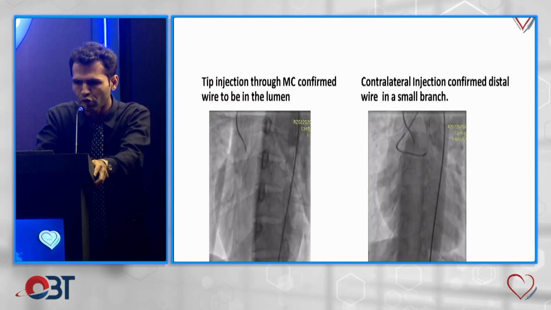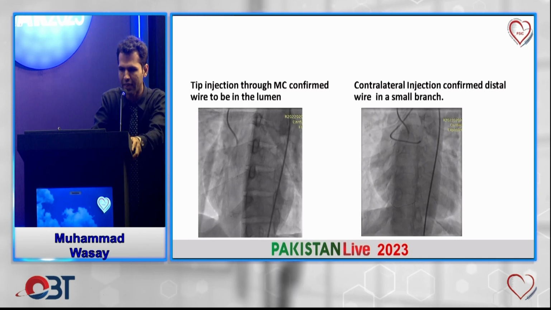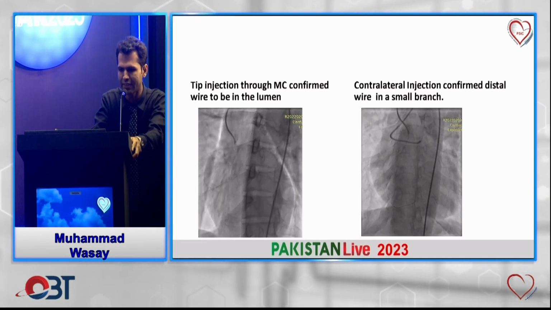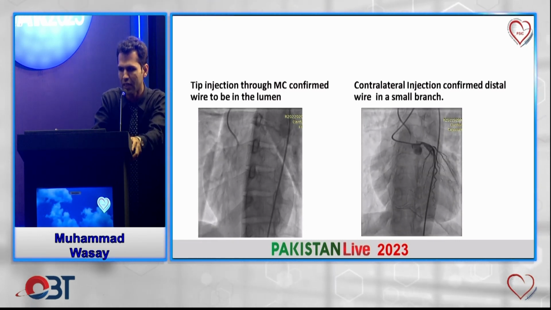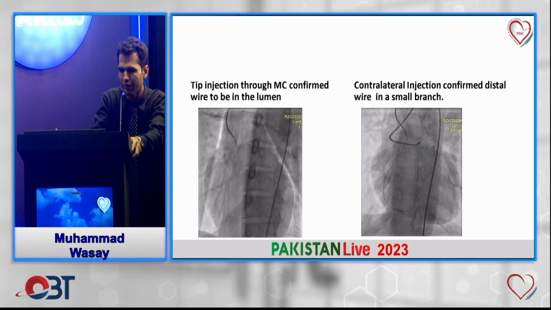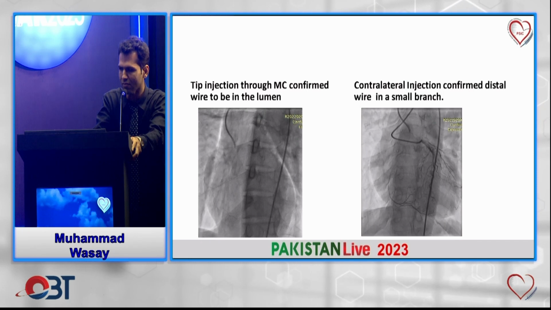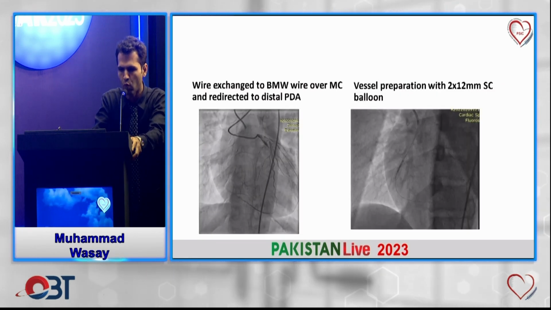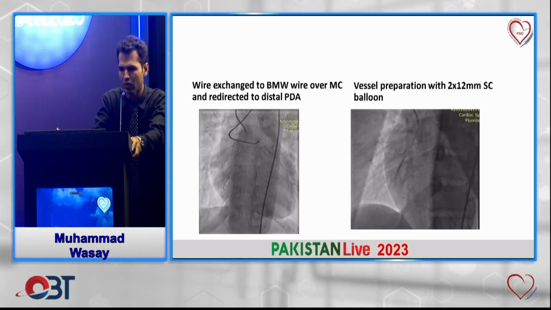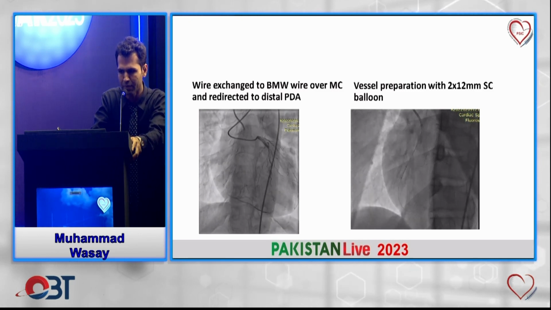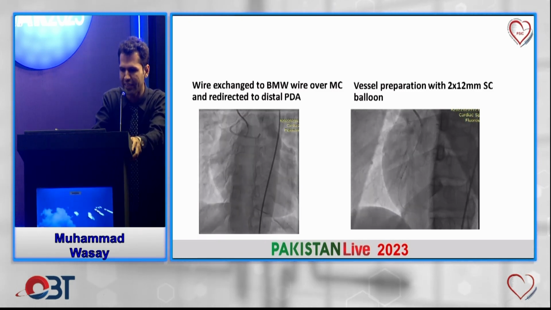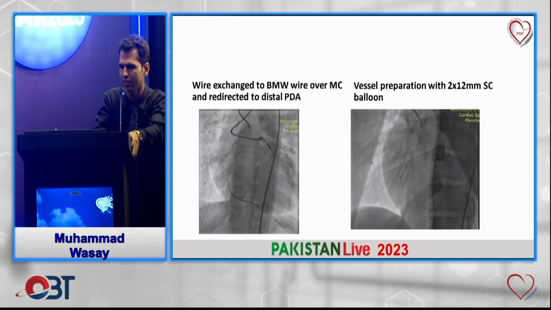Tip injection through MC catheter confirmed that wire was in the true lumen of RCA, and contralateral injection confirmed that distal wire was in a small branch. So wire exchange to BM wire over multi-purpose catheter and redirected to distal PDA.